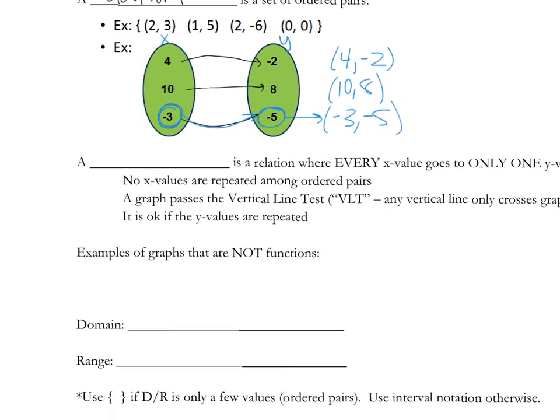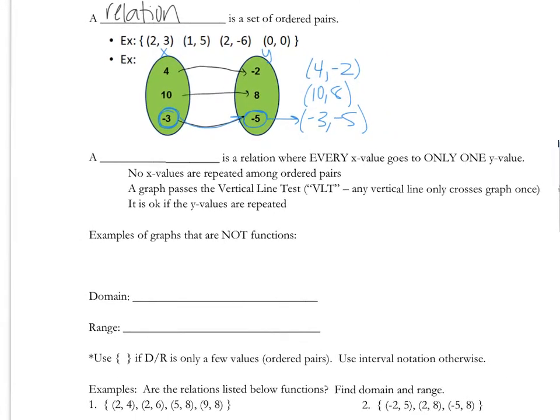Okay, and then we have a very specific kind of relation, which is called a function. And this is a really important vocabulary word that we're going to talk about for a really long time, pretty much the rest of the semester. So it's really important that you understand what a function actually is. Every single x value goes to only one y value. Okay, so that means that no x values are repeated.